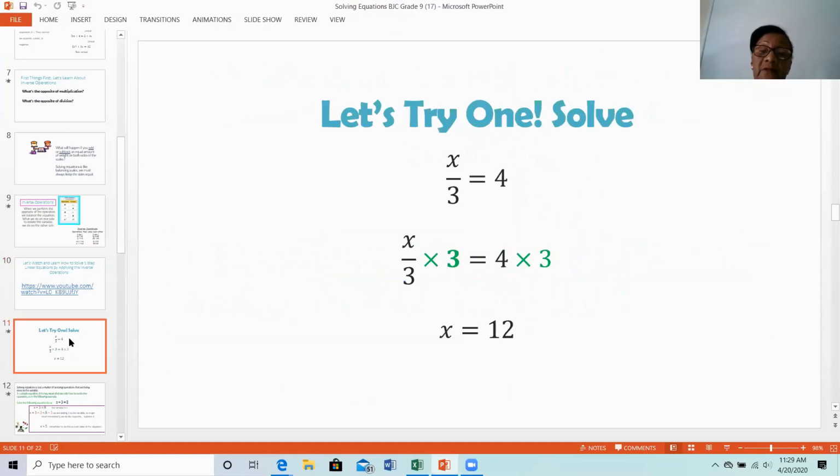Okay. Let's try. We can look and see we have x divided by 3 is equal to 4. And so the opposite of dividing by 3 will be multiplying by 3. And remember, we must do it to both sides. So x divided by 3 times 3 is equal to 4 times 3, which leaves us, remember, inverse will give us 1. They will cancel out each other. So x is left on the left side, and 4 times 3 is 12.